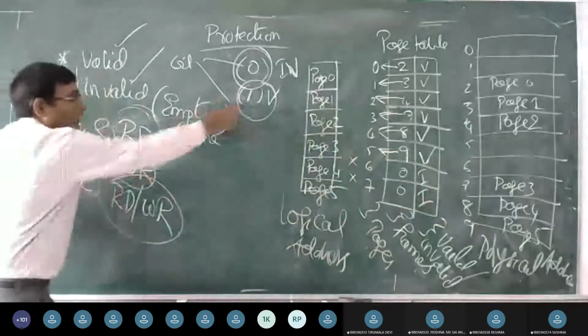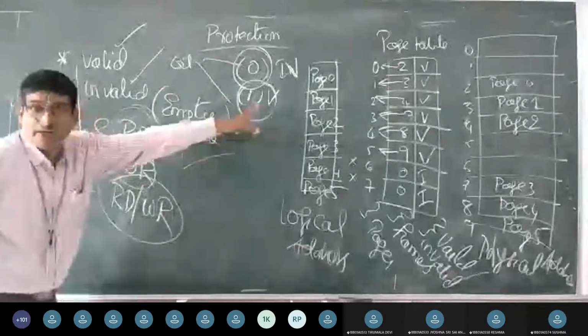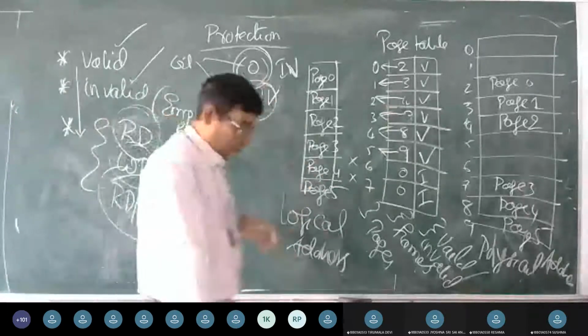When we call it invalid, it says that it is an empty frame. It is going to show up as an empty frame. Fine.